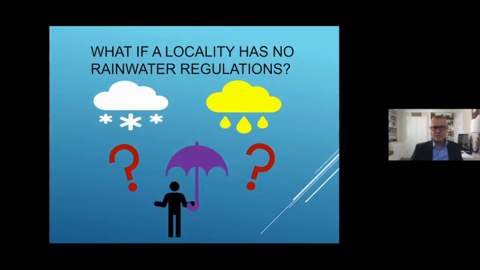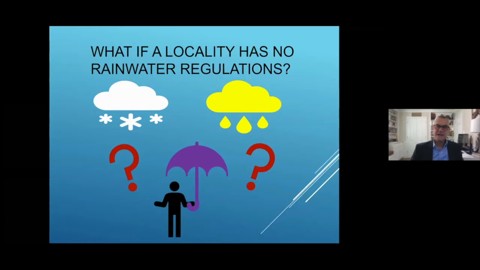First, I'm going to talk a little bit about what happens if a locality does not have any rainwater regulations, which hopefully at this point most folks do, but occasionally you're going to run into areas that don't. I was asked to go over this briefly in the beginning, so I thought I would do a couple minutes of my experience in this and how we worked through this in the state of Virginia. That happens to be, again, where most of my experience is.